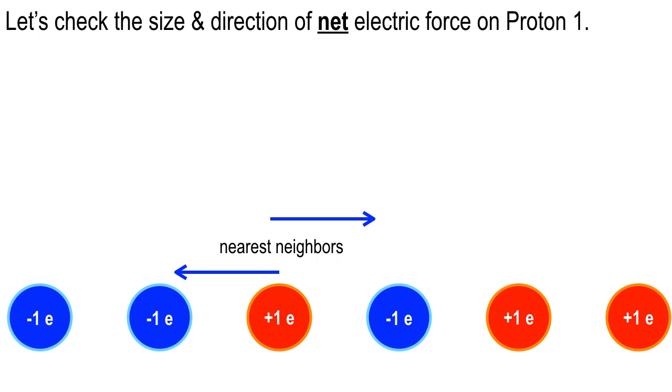Now, we have an electron to the left, and it's 4 units of distance away, all right? So it's going to be further away, so a smaller force, but it's going to be leftward. So the leftmost electron produces a force on the target proton to the left. So make that a little teeny arrow.